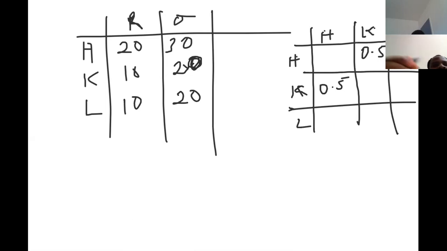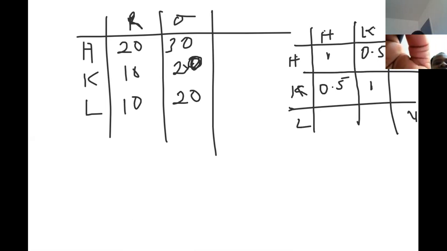Okay, negative 0.5. So the correlation between H and H is 1, K and K is 1, L and L is 1. And H and K is 0.5, right? So H and H is 1, K and K is 1, and we said H and K is 0.5. That means K and H at the same time is 0.5.